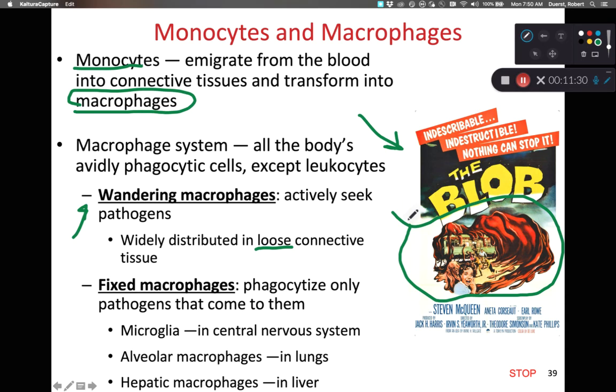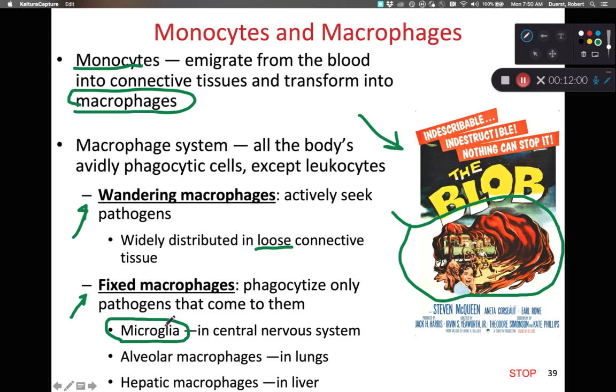It's hilarious. As we look at our fixed macrophages, these are macrophages that are stuck in a specific tissue. They can only work in the specific area that they have matured in. So microglia are one of the neuroglia of the nervous system. They are the macrophage of the central nervous system, or the primary white blood cell of the central nervous system.